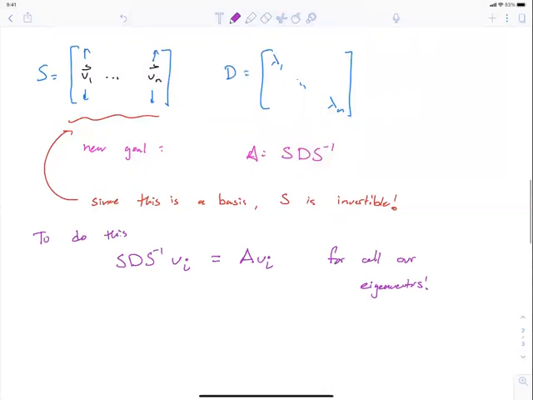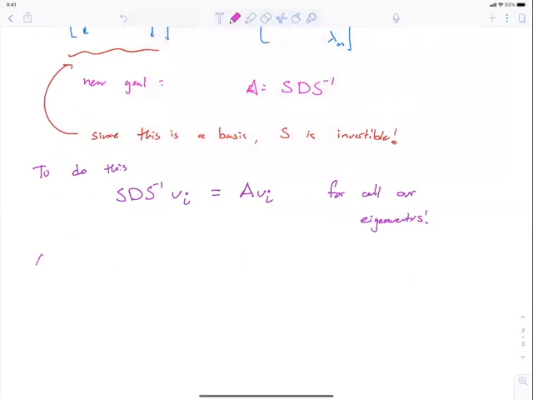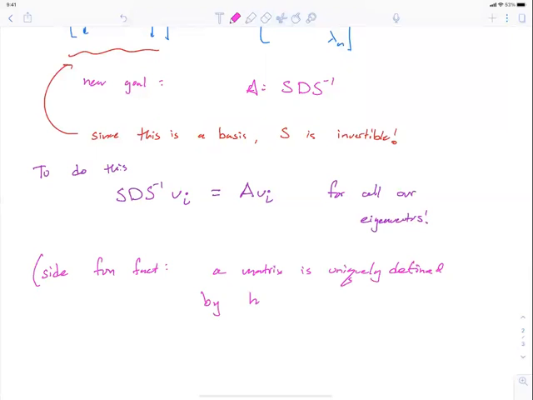All right, and this is enough because there's another fun fact that we have. And this is an important fun fact that's kind of under the rug of everything that we've been doing: a matrix is uniquely defined by how it transforms a basis.